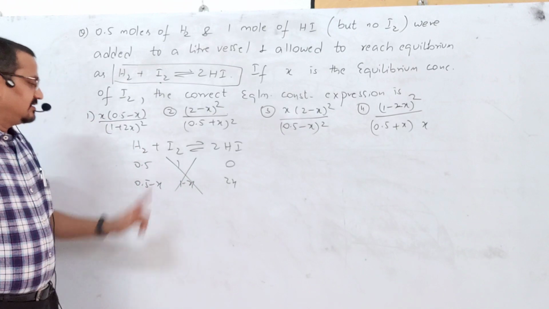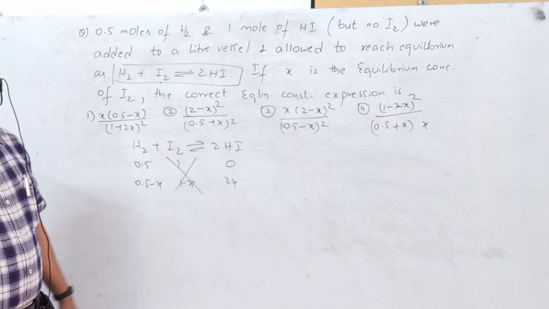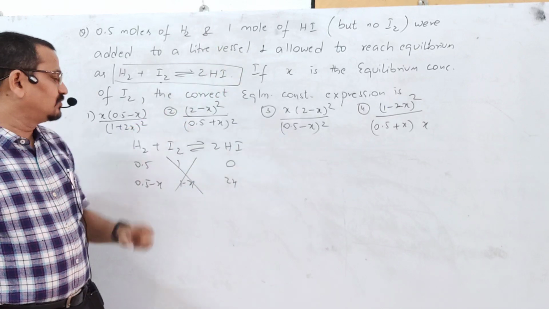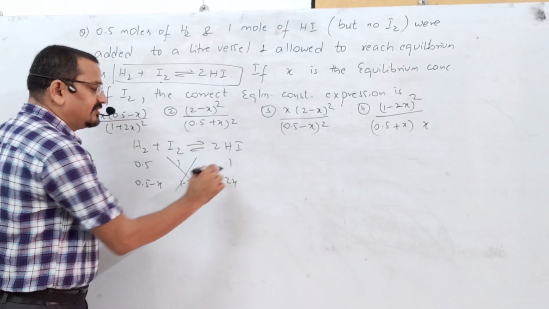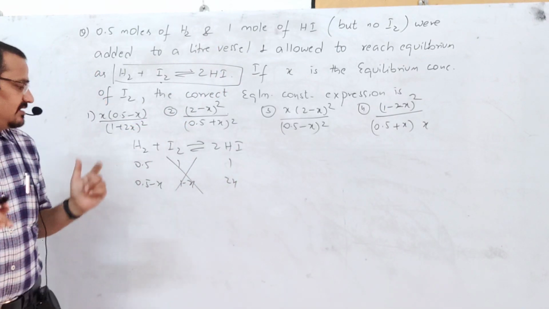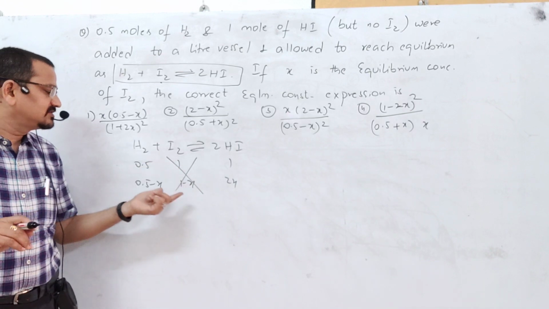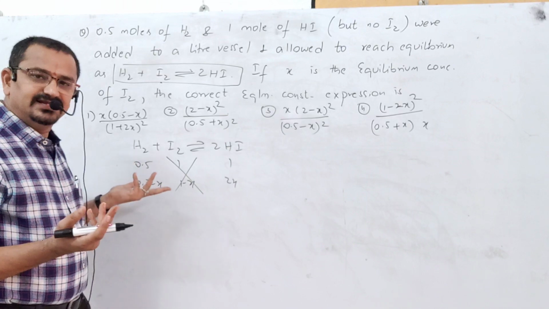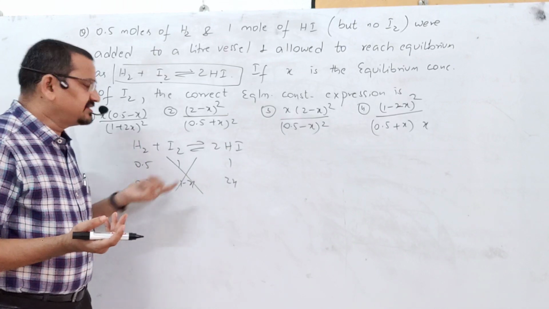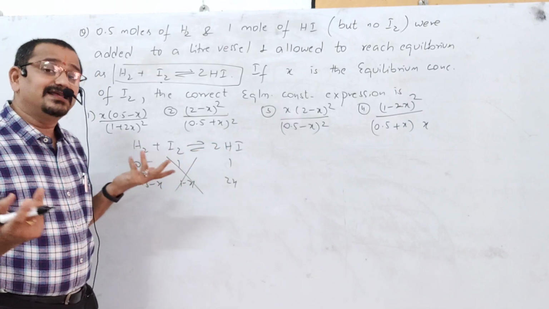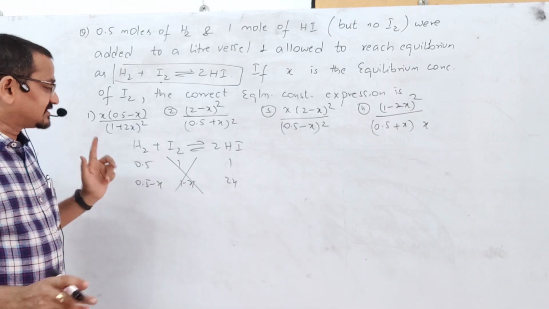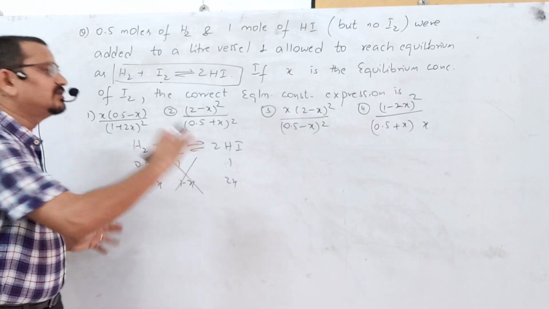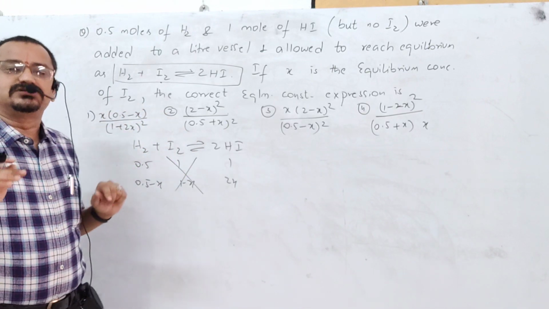You know why? Iodine is not given here. No I2 is given. Only 1 mole of HI is given. So, when iodine is not there, hydrogen will react with what? Hydrogen cannot react with anything, because that is the only reactant. How can it give HI when there is no iodine to react? So, what's the point to be noted? In this case, forward reaction is not possible.